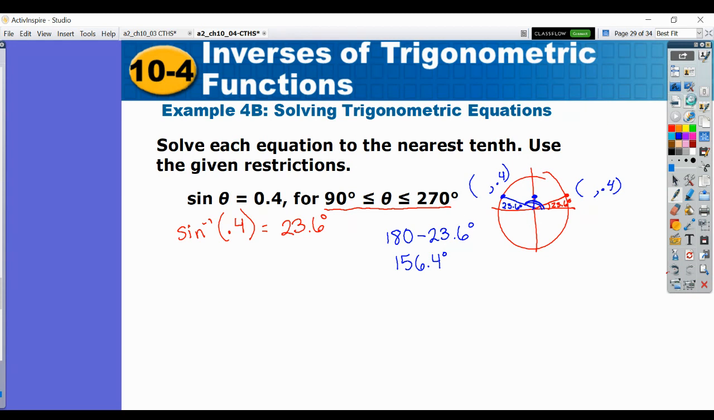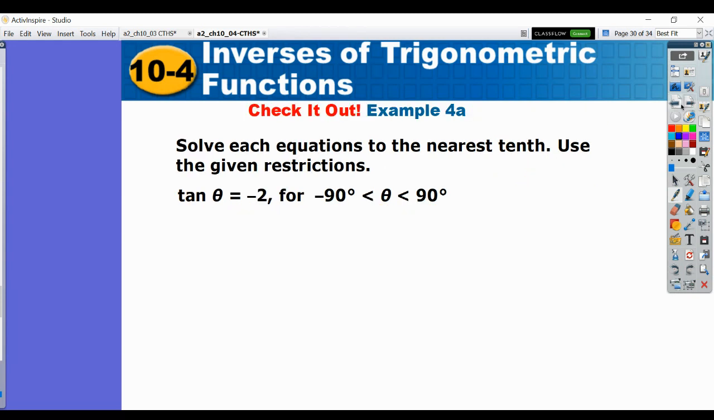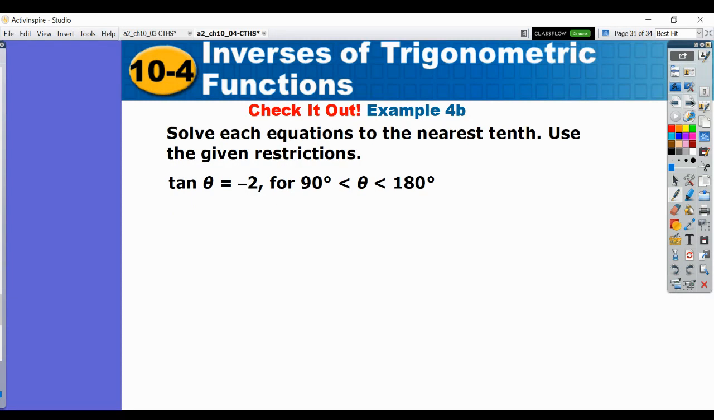Let's try another one, because I know those can be a little bit confusing. All right, use your calculator. Type tangent inverse of negative 2. What is that to the nearest tenth? Negative 63.4 degrees. So all I did was type it in. Is negative 63.4 degrees between negative 90 and 90? Yes, wonderful, that's done.